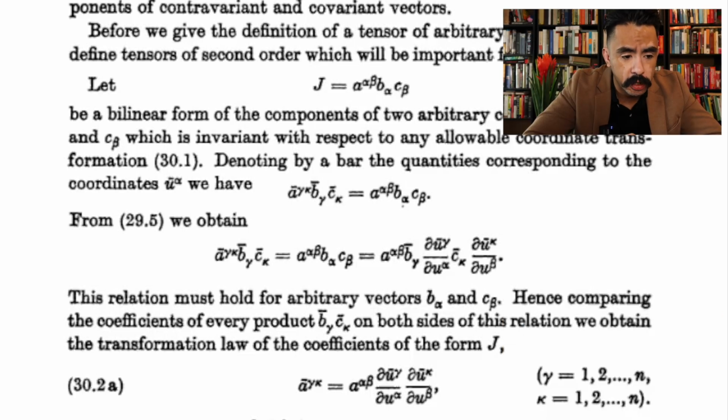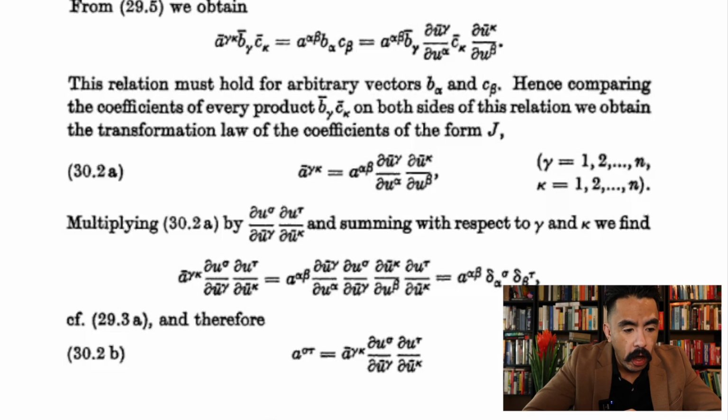This relation must hold for arbitrary vectors b sub alpha and c sub beta. Hence, comparing the coefficients of every product b over bar sub gamma, c over bar sub kappa on both sides of this relation, we obtain the transformation law of the coefficients of the form capital J. A over bar gamma kappa equals a alpha beta times partial u over bar gamma partial u alpha times partial u over bar kappa partial u beta, where gamma is equal to 1 through n and kappa is equal to 1 through n.